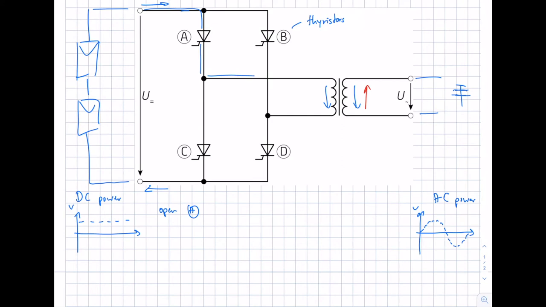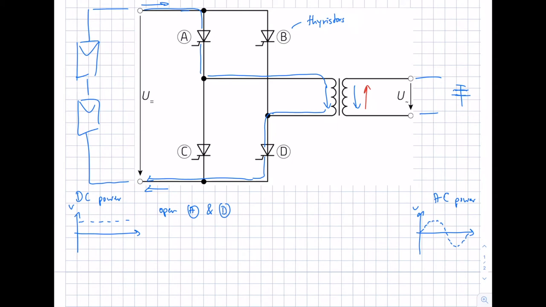Then the electrons can run this way. And then the electrons can pass thyristor D. So we have A and D open, and they can run this way. Everything's fine.